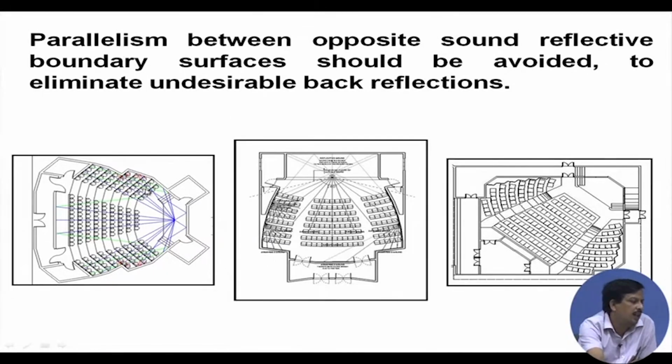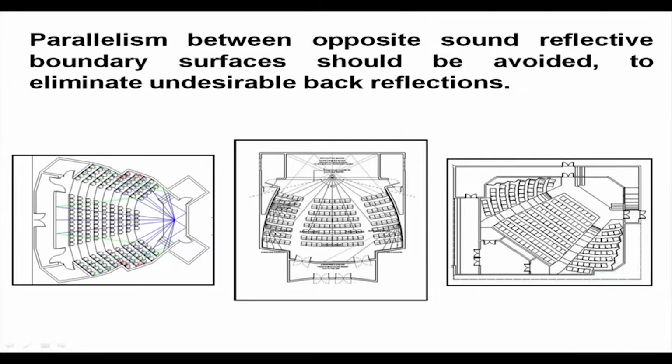Okay. Similarly, I can do like this, change the shape, then the parallelism is avoided, or I can design the auditorium this way. See that there is no parallel wall, or if it is rectangular, then inside the auditorium treat the wall such that it creates a curved surface, which is required.